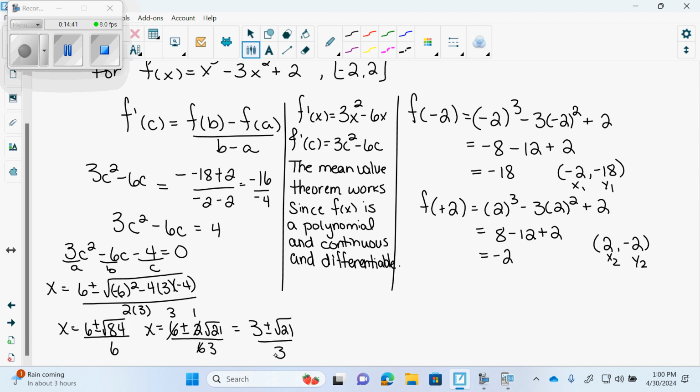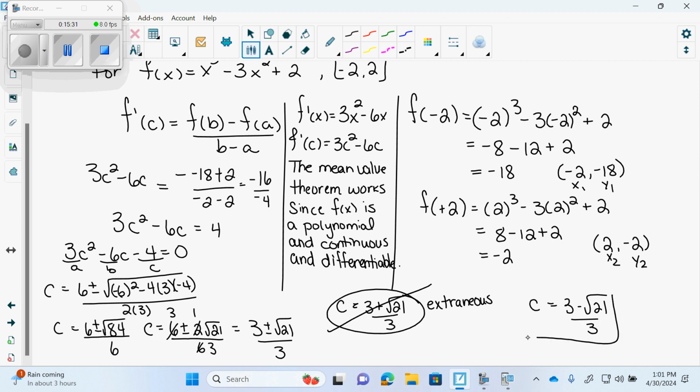Now the key thing is I just have to check at the end how many of them actually fit in the domain, correct? I shouldn't have an x, what should I have here? C. So if I go 3 plus square root 21 divided by 3, I get 2.5. Does that fit? No. Then I go 3 minus root 21 divided by 3, and I get negative 0.52. Does that fit? Yes. So C equals 3 plus root 21 over 3, circle, cross it out and say extraneous, just outside the domain. And then we have C equals 3 minus root 21 over 3.